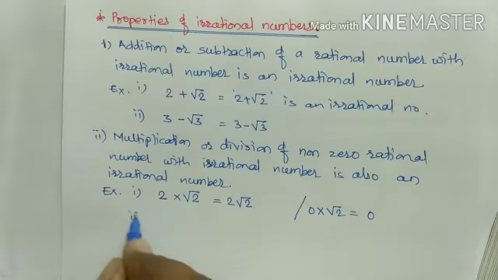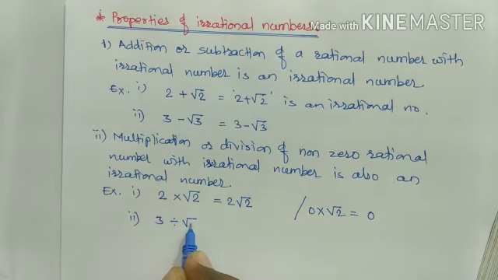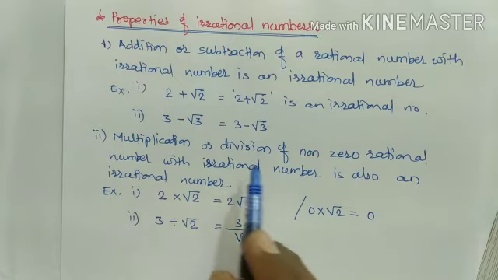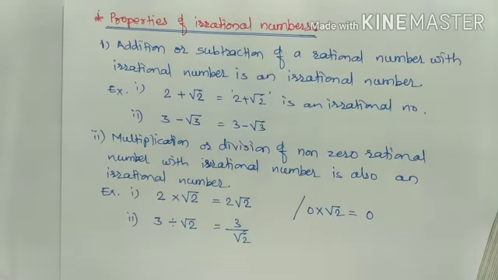Now the division, say 3 divide by root 2. आपण हे सोपे सोपे एक्झाम्पल घेऊन हे फक्त व्हेरीफाय करत आहोत. तुम्ही याच्यापेक्षा वेगळा कुठलाही इरॅशनल नंबर इथे घेतला तरी चालतो. आता इट इक्वल्स टू 3 upon root 2. This is an irrational number. It means that the division of a non-zero rational number with an irrational number is also an irrational number. This is the second property.